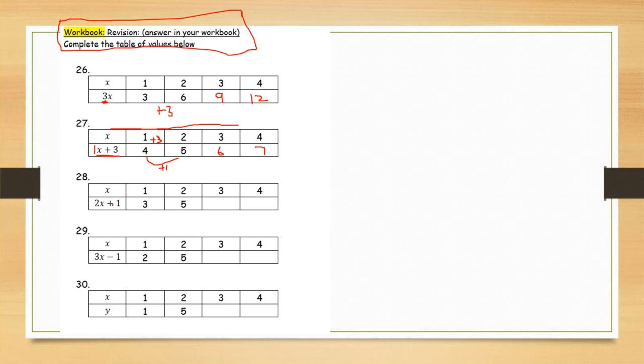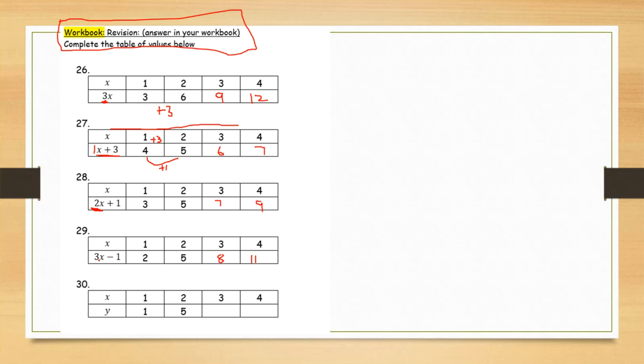Next, we have 2x plus 1, so double, plus 1. So 2 1s are 2, plus 1 is 3, 2 2s are 4, plus 1 is 5, 2 3s are 6, plus 1 is 7, 2 4s are 8, plus 1 is 9. These numbers are going up by 2, and we have 2 here. So that's what we're expecting. For this one, we go from 2 to 5, so it goes up by 3. So this will go up by 3, and this will go up by 3.